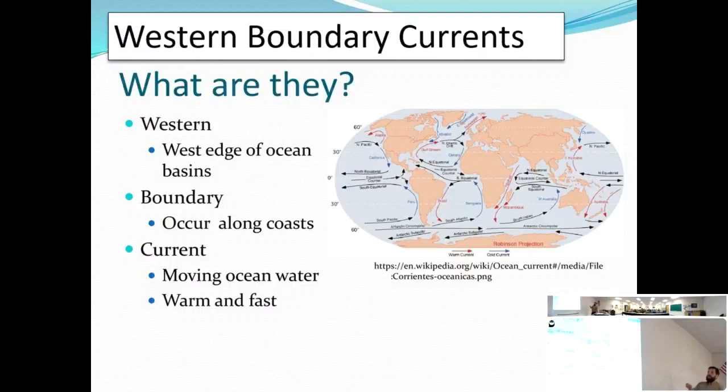Okay. So what are they? They are on the western edge of the ocean basins, and they are warm and fast. These currents are warm and fast. All of them. Okay, all of them are warm and fast. So all western boundary currents are warm and they're fast. They occur along the coasts. They're going, you know, either to the north in the north or to the south in the south.